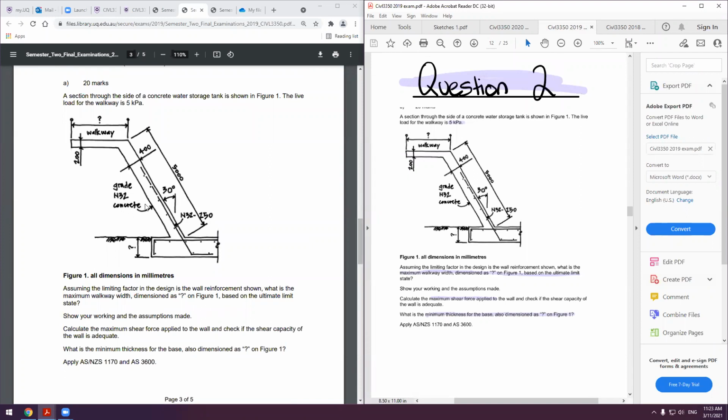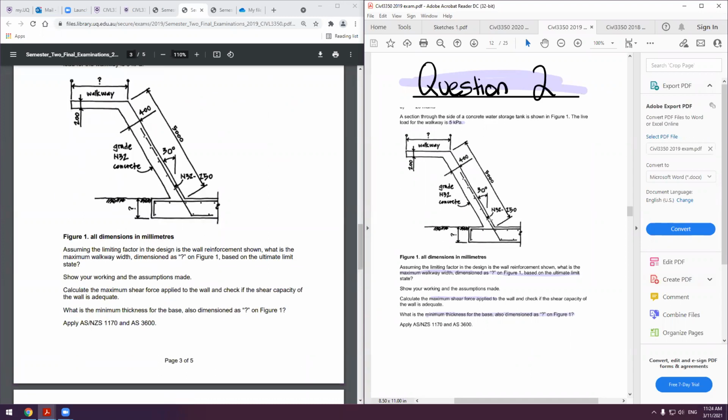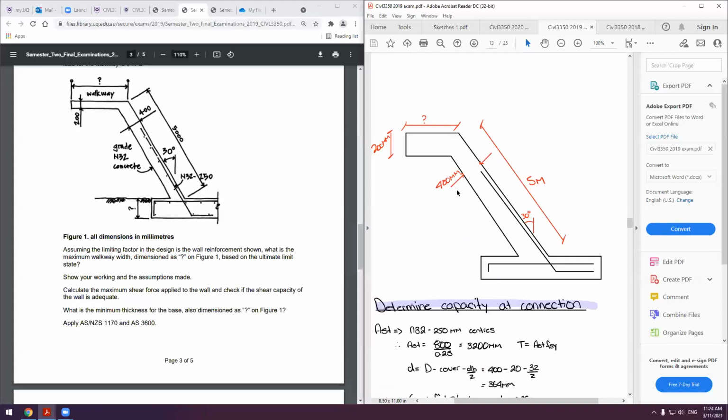Question two, once again, we're dealing with a water storage tank on an angle with a live load of 5 kPa, and we've got a very similar but slightly different, quite annoying arrangement. This is the one that confused me on what side of the tank the water is meant to be on, because it changes things. Don't stress. It's on this side. I think I did it on this side.